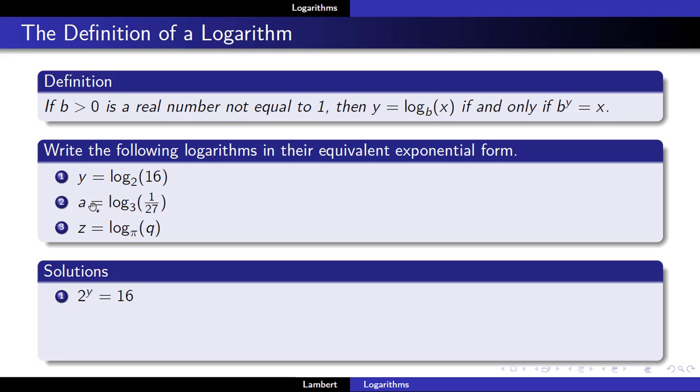So we get 2 to the y equals 16 for that first one. In a similar manner, we'll get 3 to the a equals 1 over 27. And for our third one, notice pi is now our base, so we get pi to the z power equals q.